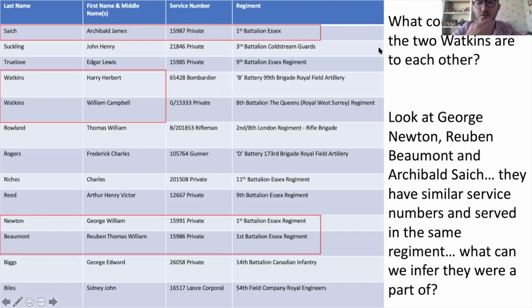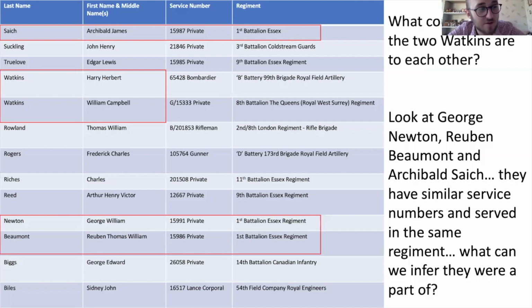Okay, guys, so everyone should have done that task now. I've highlighted then some men that I want you guys to look at that you all should have identified already. So you might have identified Harry Herbert Watkins and William Campbell Watkins. And what's the inference we can make there? They were family, right? We can infer that because they've got similar last names, they were probably related. Maybe we don't have their birthdays. They could be father, son, brother, etc. Well, I can reveal they were brothers. They were both brothers who unfortunately both died.